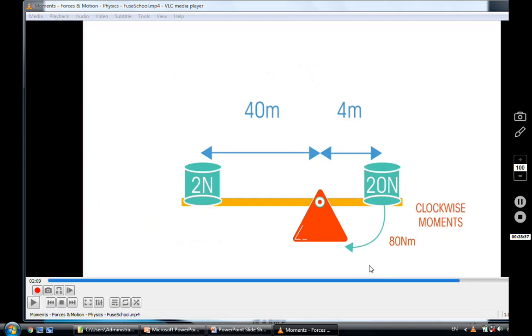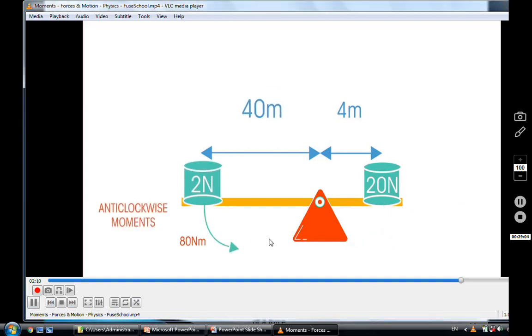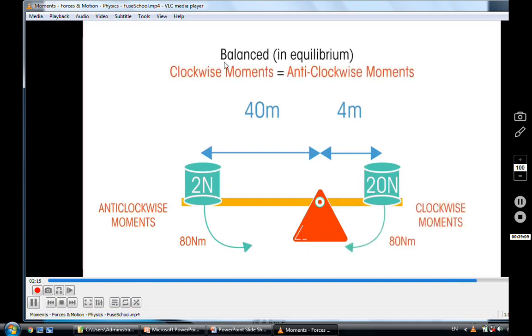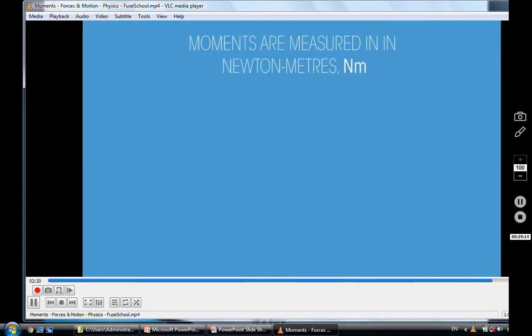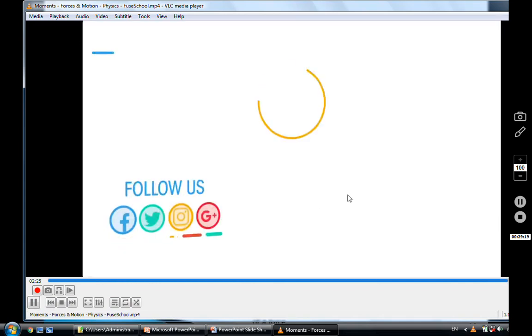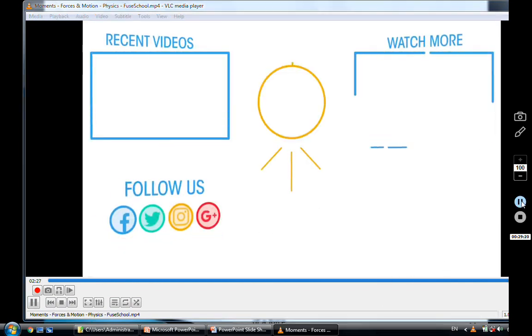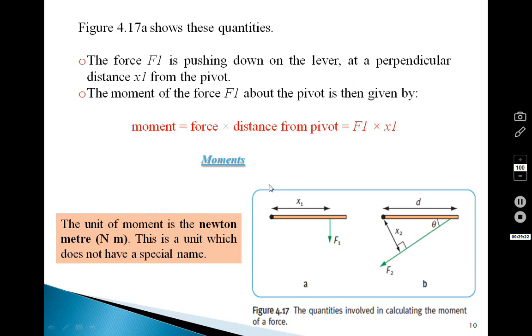So for the seesaw, we have two moments: the clockwise moment and the anti-clockwise moment. Balanced means the clockwise moment is equal to the anti-clockwise moment. The unit could be newton meter. Now we will solve some examples at the end of this presentation to make those things more clear.